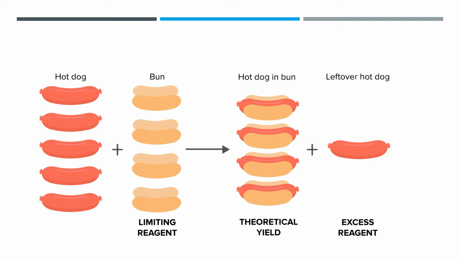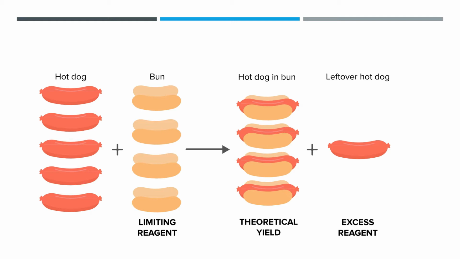First of all, we need to understand the whole concept of the limiting reactant. A simple example is, let's say that we have 5 hot dogs and 4 bread, and we need to make sandwiches. So we're going to put each hot dog in one piece of bread. We're going to make 4 sandwiches.